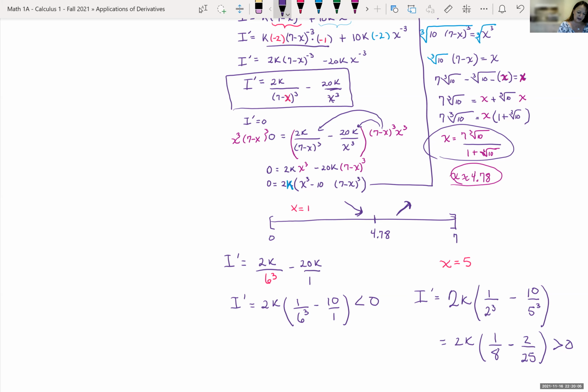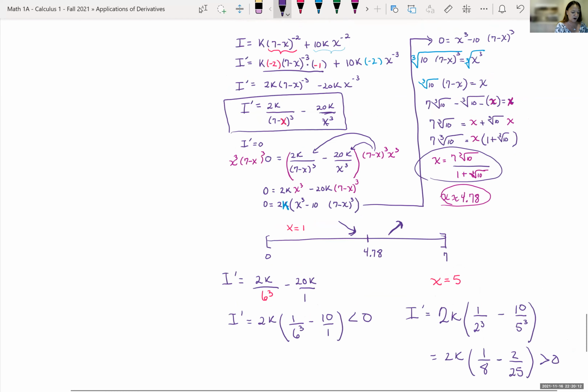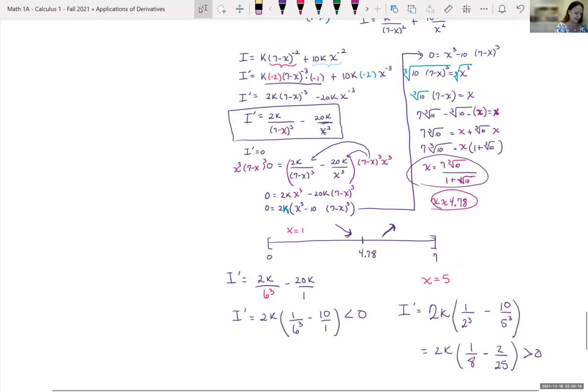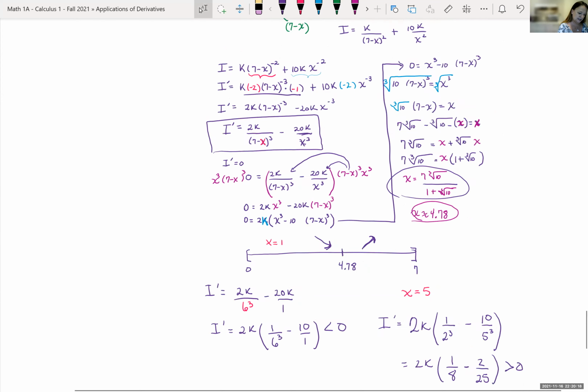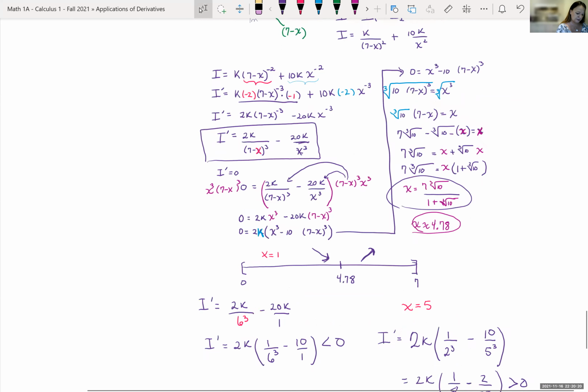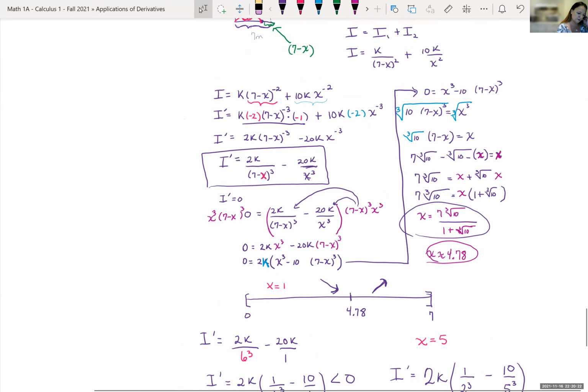So the minimum value, that illumination, that distance from the longer light source is approximately 4.78. Just shrink this so you guys can see everything, but I don't know if that's possible. I think it's as small as I can get it.